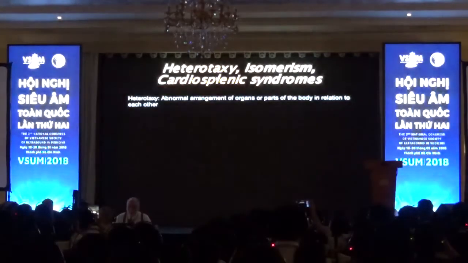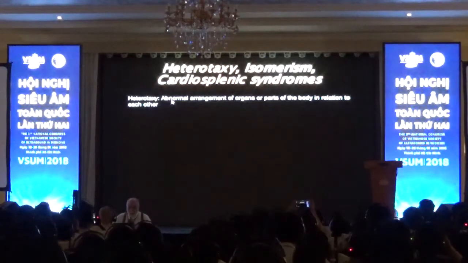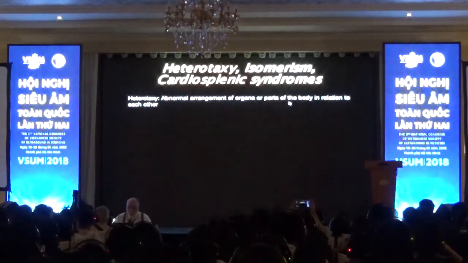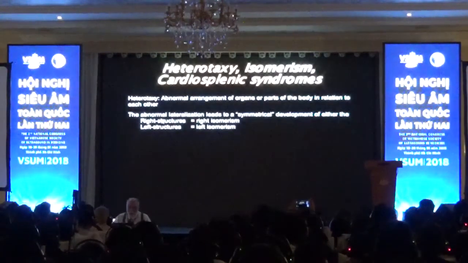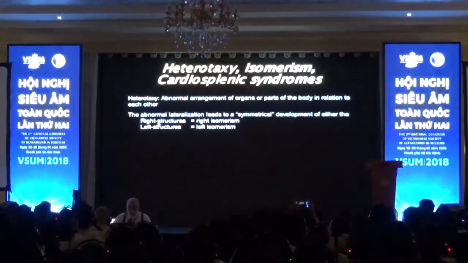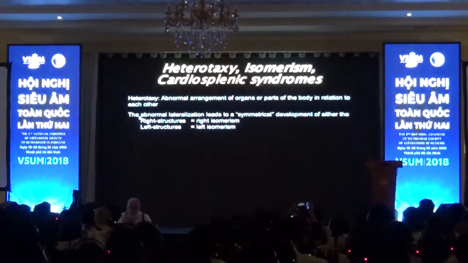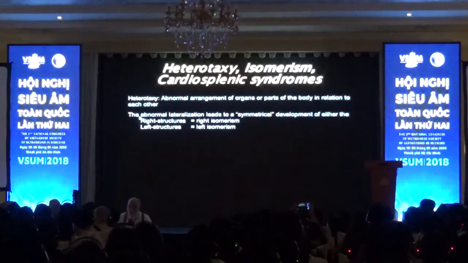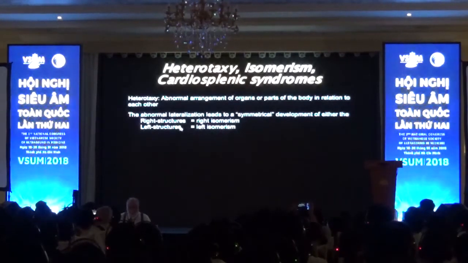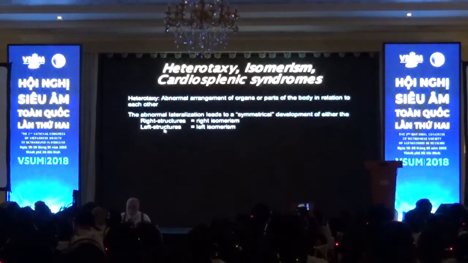So in heterotaxy and isomerism, what you have is an abnormal arrangement of organs or parts of the body in relationship to each other. So if you have a right isomerism, you have right structures. You will have a baby that has a normal right side, and on the left side, instead of having a left side, it has a mirror image of the right side. Think of this as being a half situs inversus attached to a normal baby. And if you have left isomerism, you will have left structure on the left side and a mirror image of the left structure on the right side.